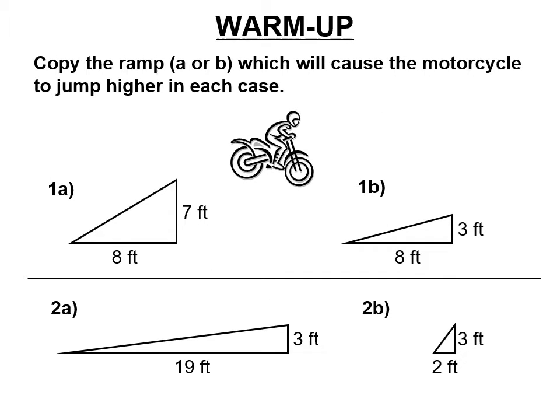So I want you to just look at these ramps and tell me which one you think will make the motorcyclist jump higher. It could be a bike or a skateboard, it doesn't matter for our purposes here. Now, I think if you look at one, most people will pick A, right? Now let's look at the two ramps. They have the same exact length on the bottom, but they're different heights, right?